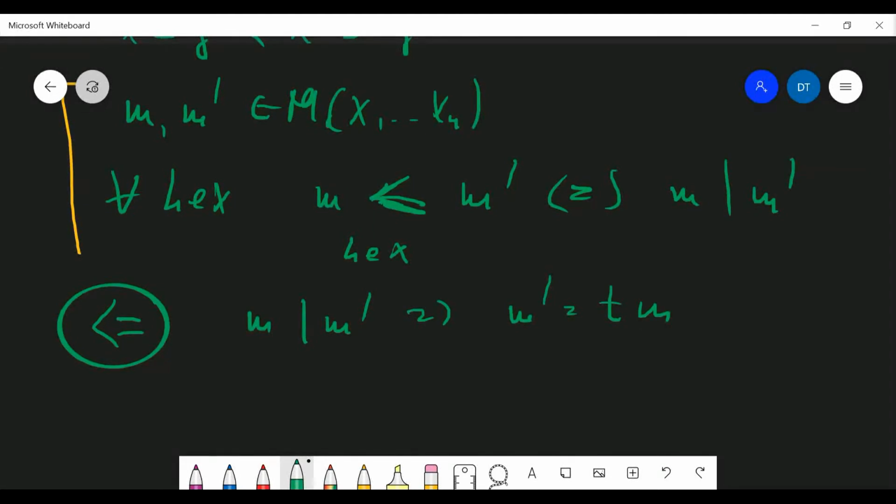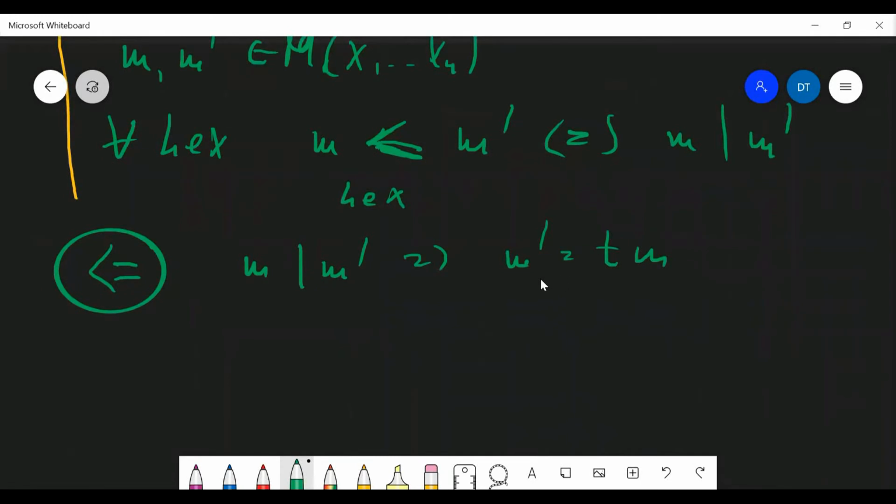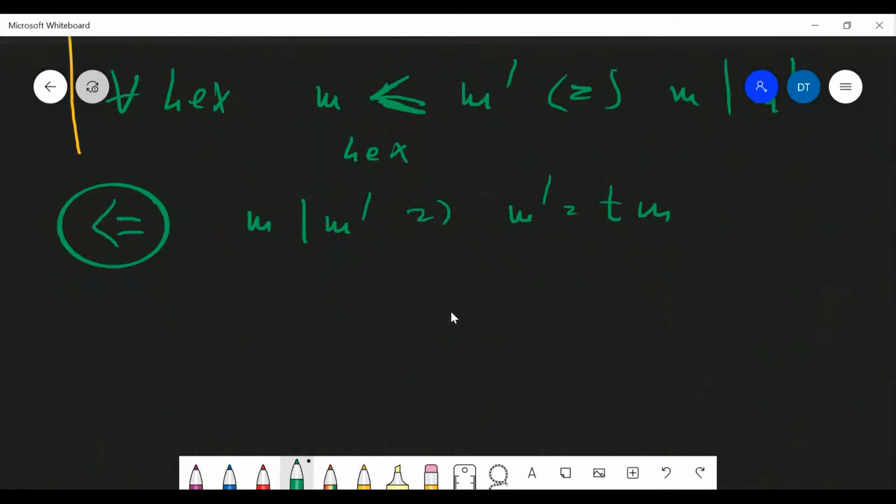Well, it means that each power of a variable in m prime is either the same as the power of the variable in m, or it's higher. So if you start comparing lexicographically with respect to any ordering, you will get that this monomial is higher than this one, or if t is equal to 1, both monomials are the same. So in this case, this one is true. I mean, is this enough, or is it clear? Yeah, it's clear, but what about the other way? Yeah, so the other way is actually simpler.